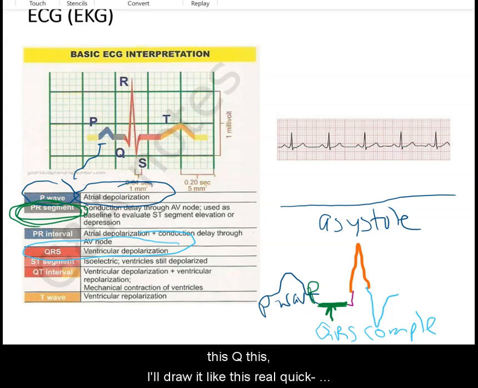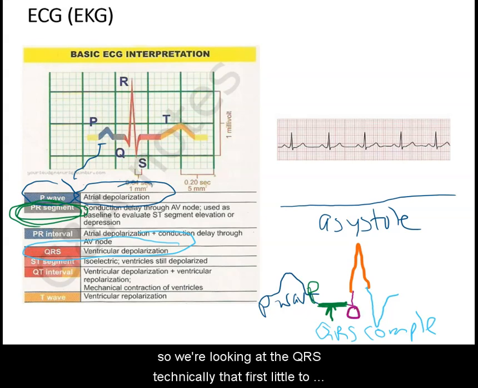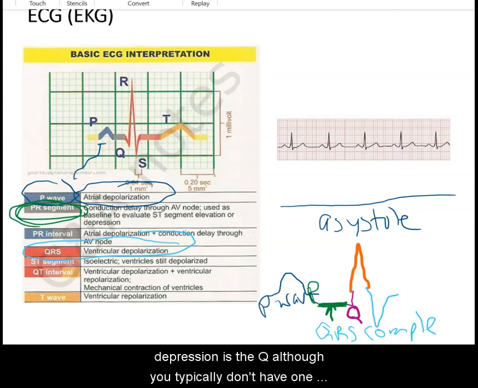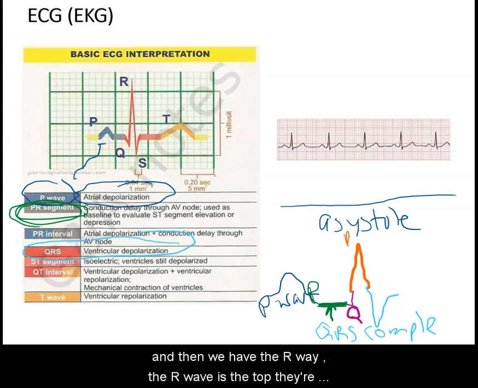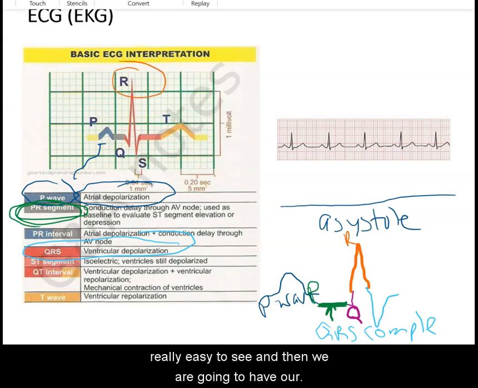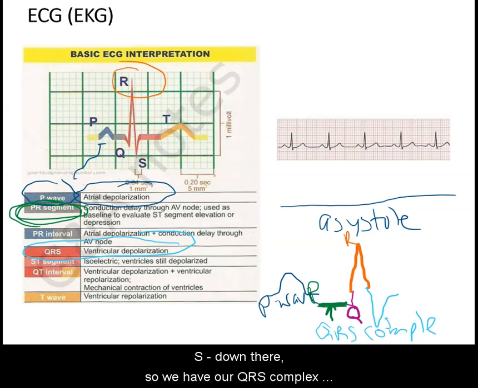Let me draw it like this real quick. If we're looking at the QRS, technically that first little depression is the Q, although you typically don't have one. And then we have the R wave. The R wave is the top. They're really easy to see. And then we are going to have our S down there. So we have our QRS complex.